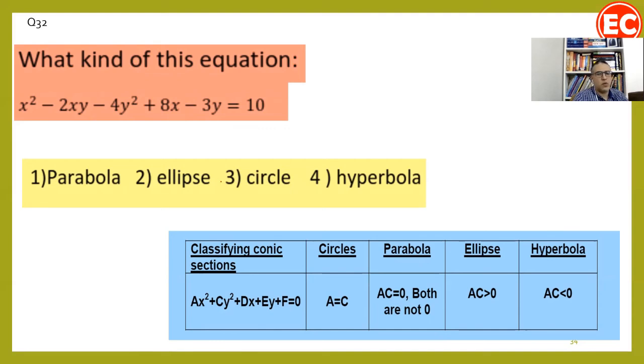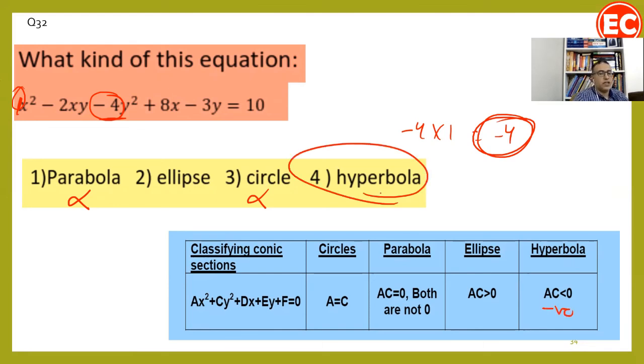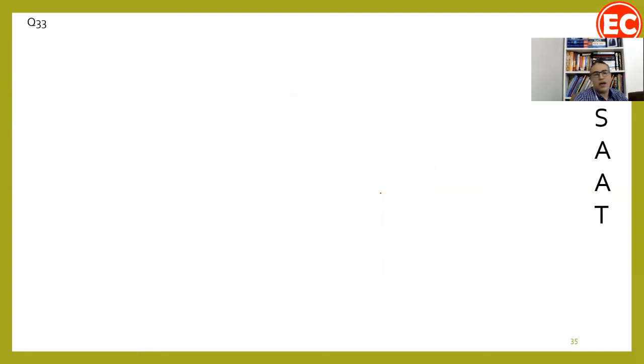Of course, it's not a circle. Why? Because the coefficient of x squared here is 1, but the coefficient of y squared here is -4. So they are not the same. So it's not a circle. And both of them, x squared and y squared, exist. So it's not a parabola, right? So it's an ellipse or hyperbola. What is the product of -4 and 1? -4 multiplied by 1 is equal to -4. So it's negative. So in this case, it's a hyperbola. So this equation represents a hyperbola.